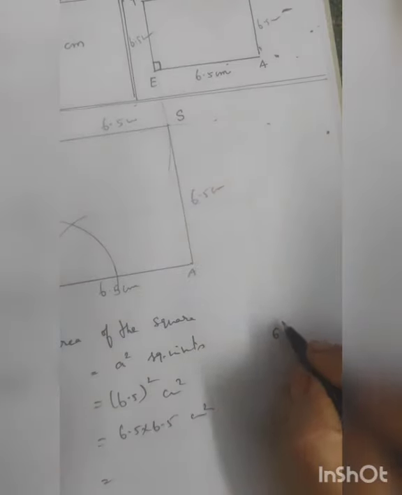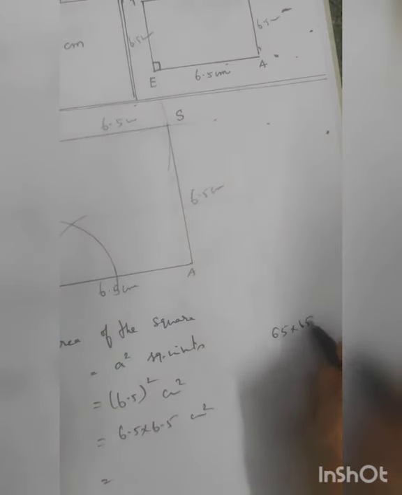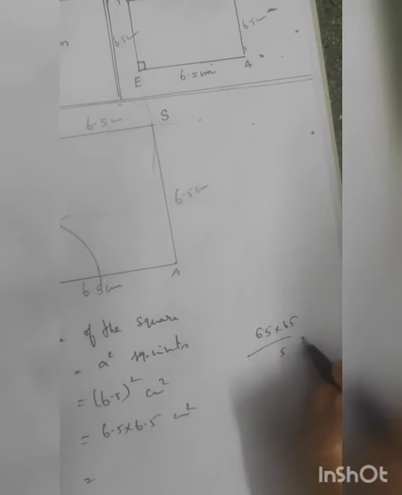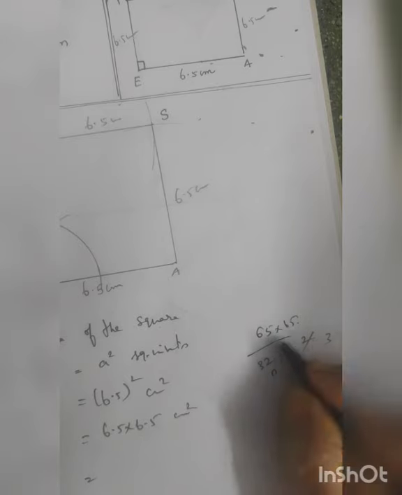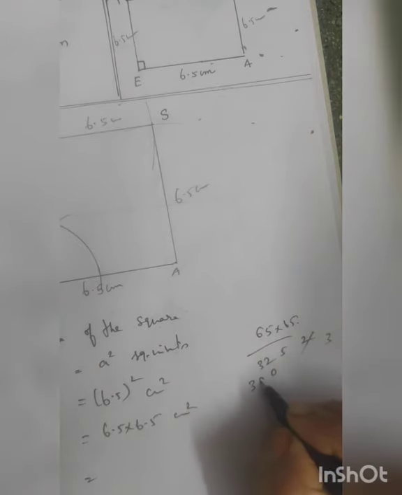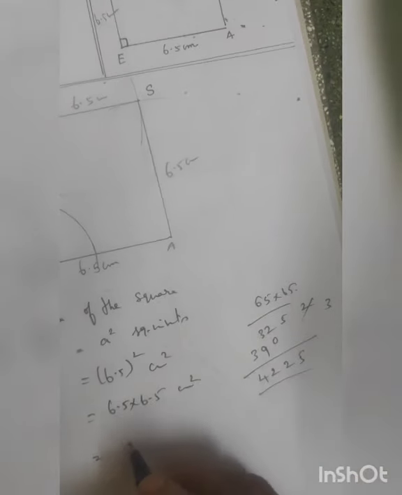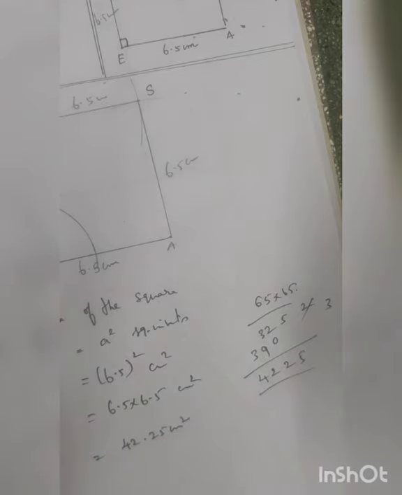65 into 65, you multiply as usual multiplication. 5 5s are 25, remaining 2. 5 6s are 30, 30 plus 2 is 32. 6 5s are 30, remaining 3. 6 6s are 36, 36 plus 3 equals 39. Adding gives 42.25 centimeters squared.